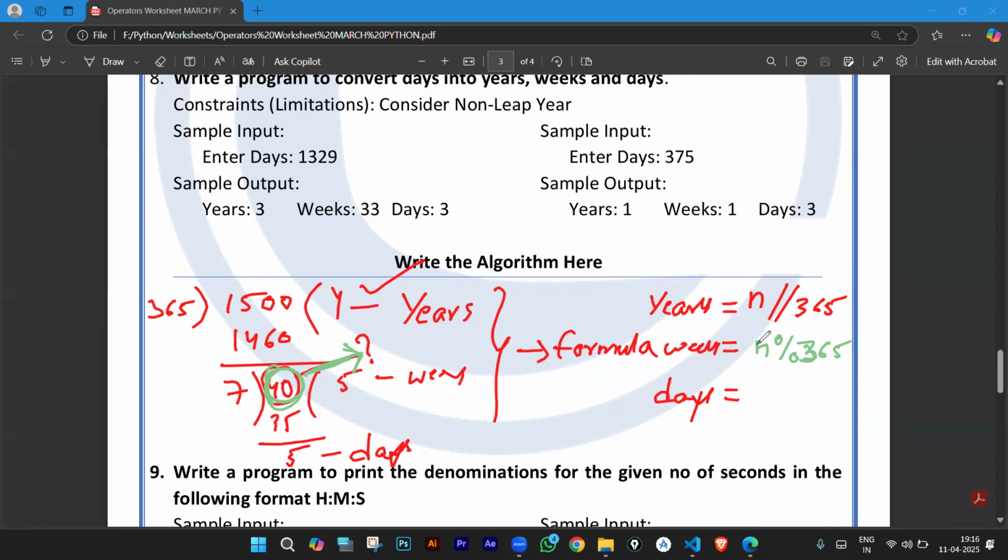We'll get the number. And for this, double forward slash 7. That's it. Okay, we'll have the quotient. Now again, same thing. n modulus 365, that is still that 40. Now you want the remainder when you divide that with 7. That's it. That's how you will create formulas. That's how you will convert the math.